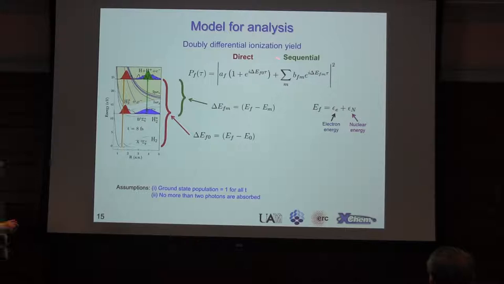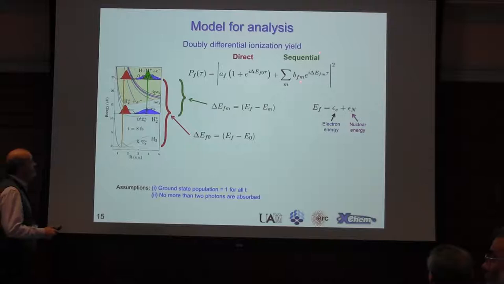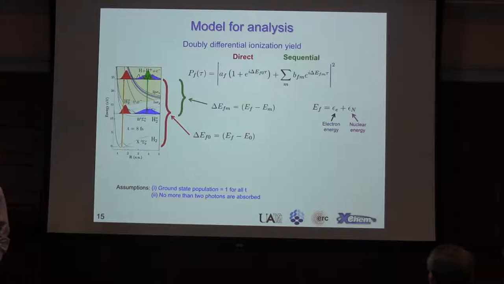The reason why we have two terms here is that, as I said, the pump pulse ionizes the molecule, and the probe pulse comes later and produces a replica of this process, and this replica occurs with the time delay tau. The second term represents the sequential process. This sequential process contains the amplitudes for the sequential process and the exponentials of the energy differences between the intermediate states and the final states. Now in these equations, I want to emphasize that what I call the energy of the final state is the sum of the electron energy and the nuclear energy. So it's a doubly differential energy.